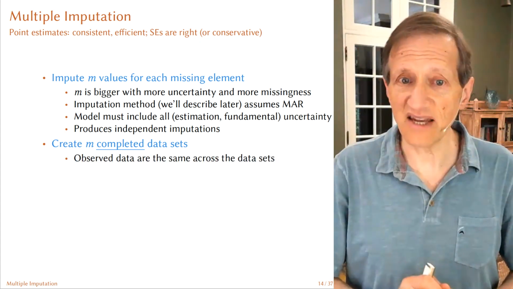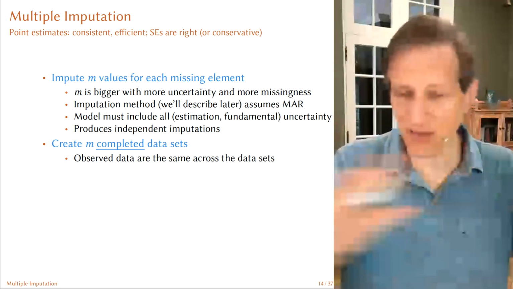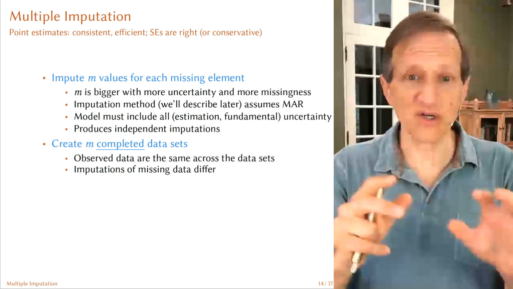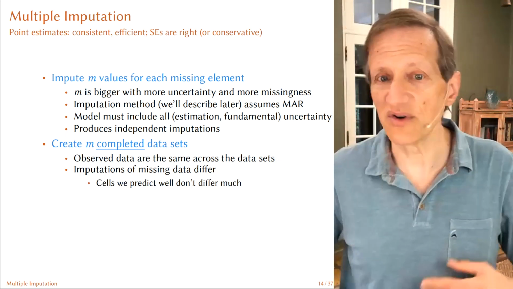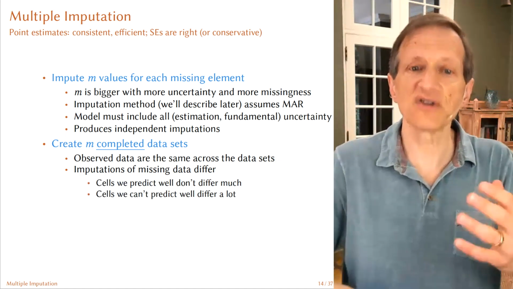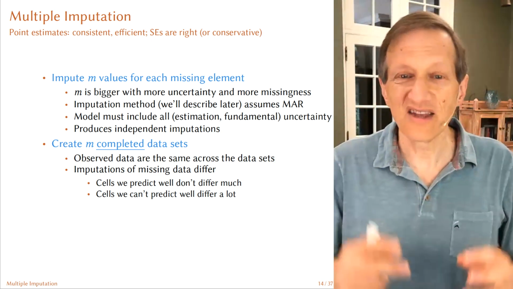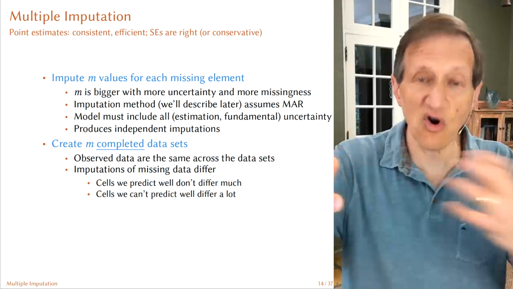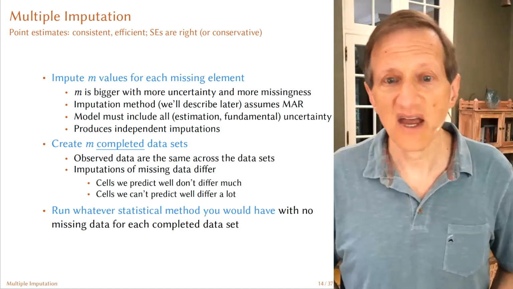We observe data. The observed data are the same across the data sets, exactly the same in all the data sets, and the imputations of the missing data differ. The cells we predict well don't differ much. The cells that we can't predict very well differ a lot, thus appropriately reflecting our uncertainty in the imputation process.